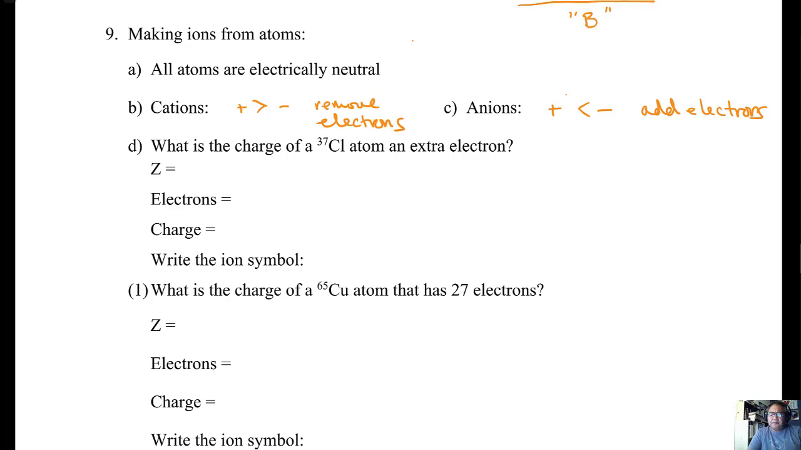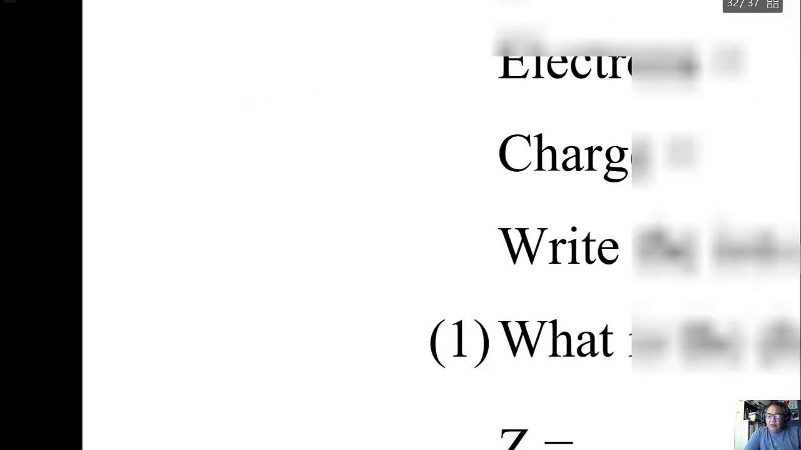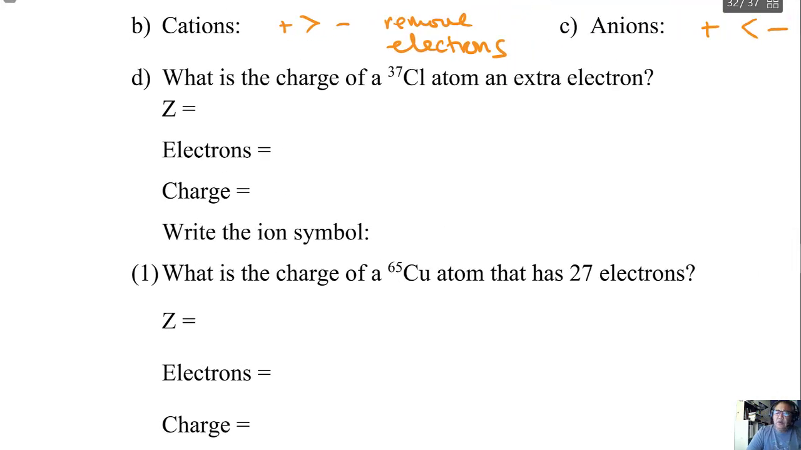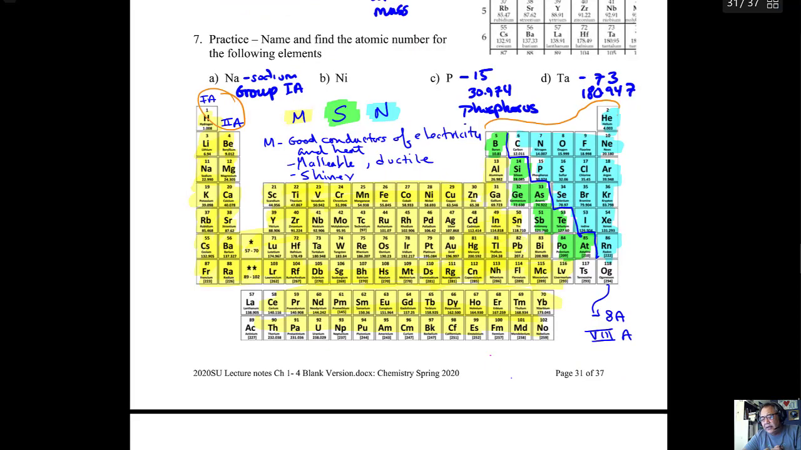Okay, so chlorine. So what is the charge? And get rid of this 37 up here. Don't need to know that. What is the charge of a chlorine atom with an extra electron? Okay, so to do this, we have to go to our periodic table. So we'll scan back up here, and we'll find chlorine.